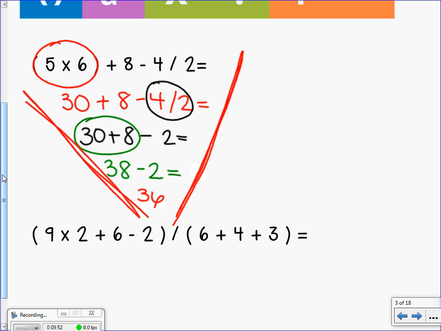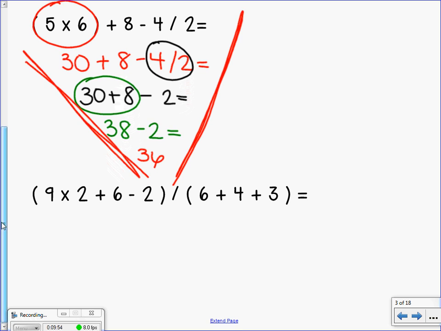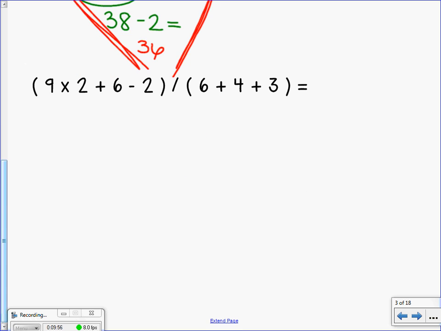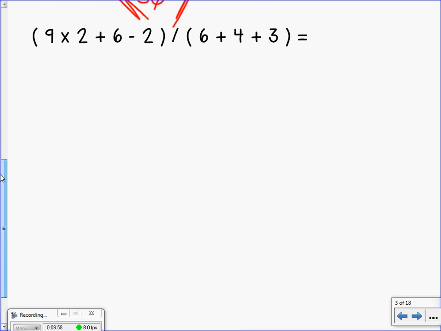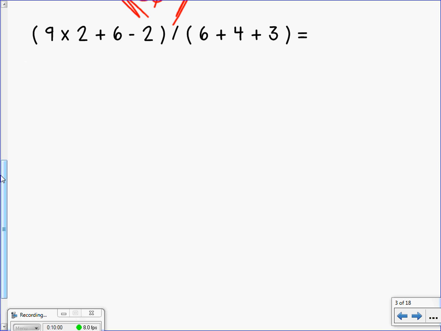Okay, let's do another one together. This one's a little bit heftier. Okay, so write this one down. All of this is in parentheses. The 9 times 2 plus 6 minus 2. You can try, but just make sure that if you don't get the same answer that we did, then you know why.